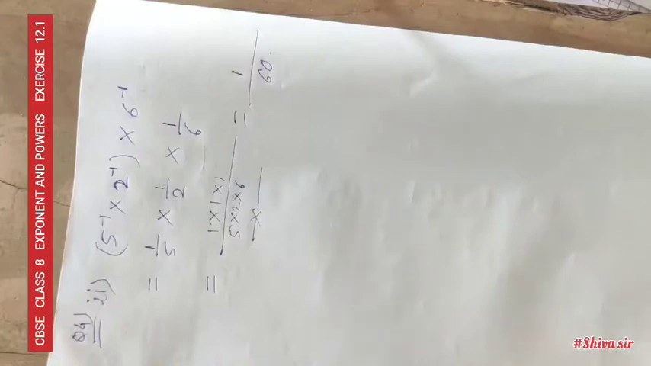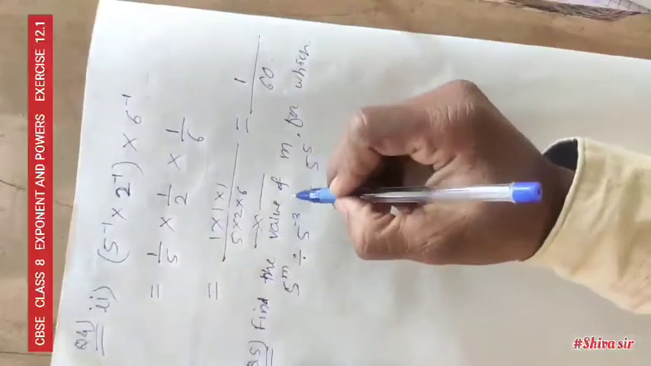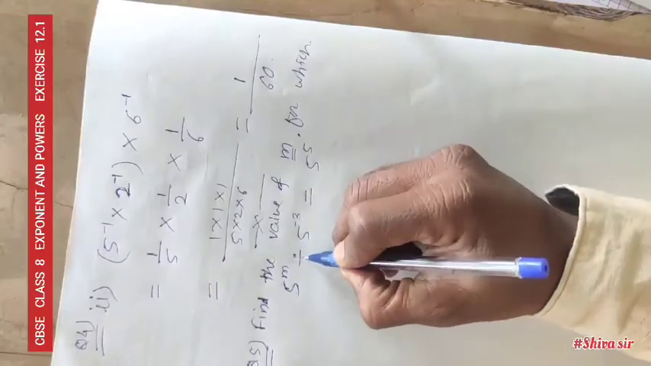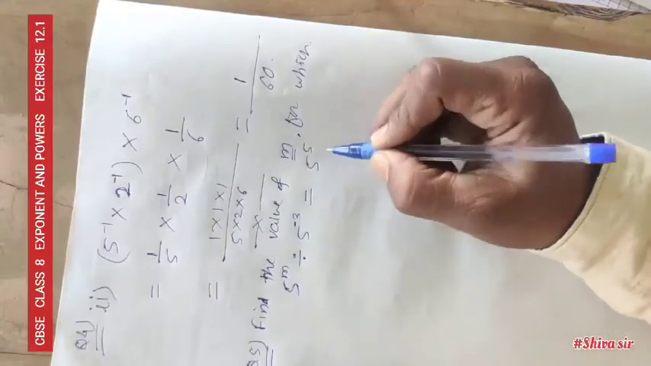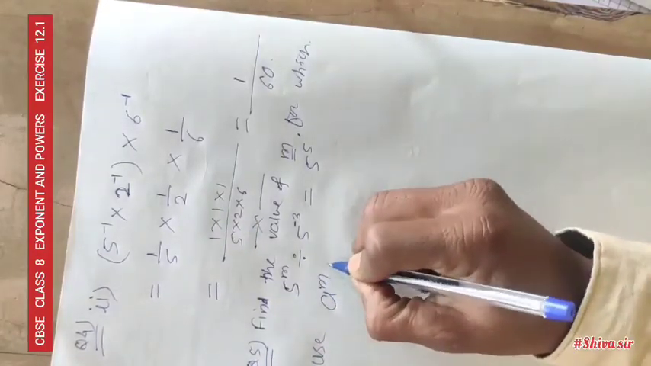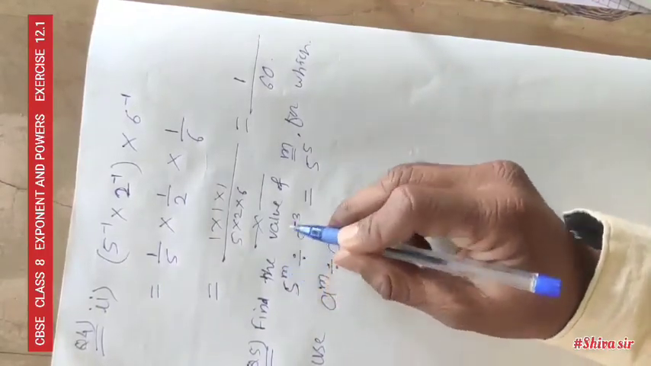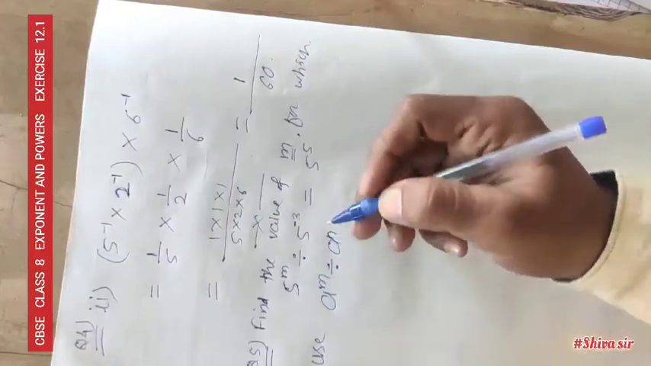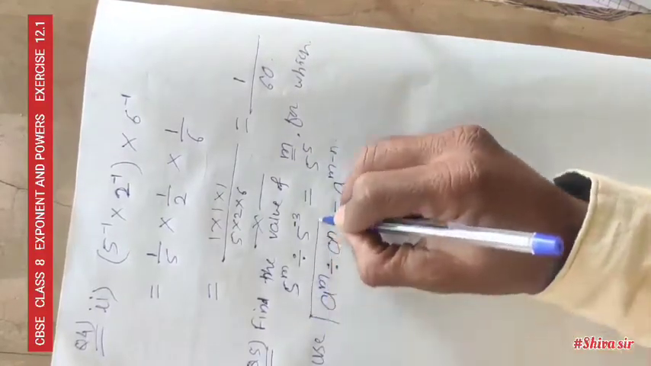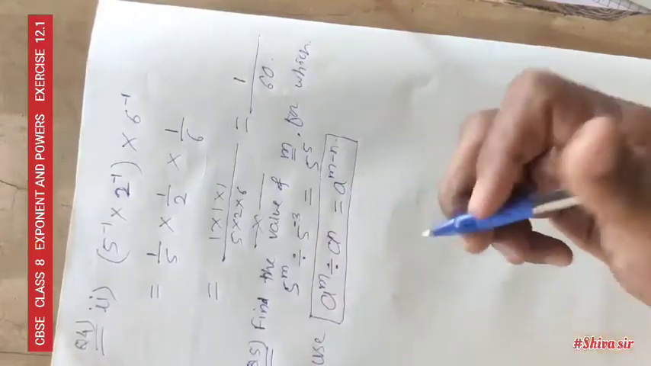Now we have to calculate question number 5. Our question number 5 is to find the value of m for which the given expression holds: 5 raised to the power m divided by 5 raised to the power minus 3 is equal to 5 raised to the power 5. Here we simply use the formulation a raised to the power m divided by a raised to the power n, because 5 raised to the power m and 5 raised to the power minus 3 have the same base. So using this formulation, a raised to the power m divided by a raised to the power n is equal to a raised to the power m minus n.